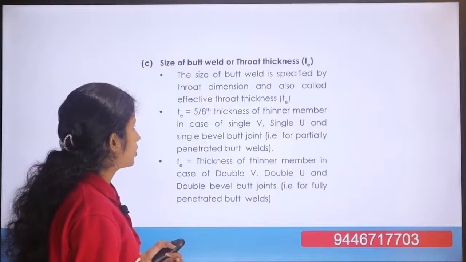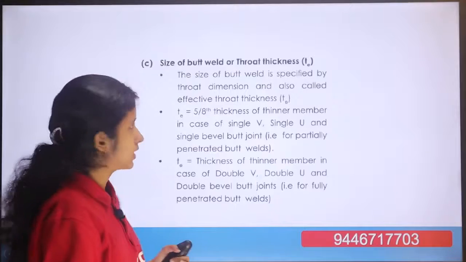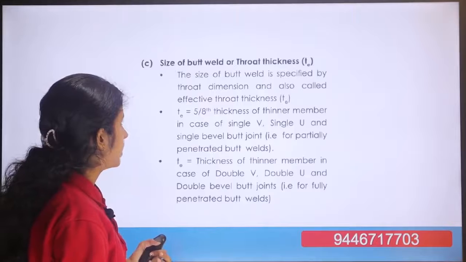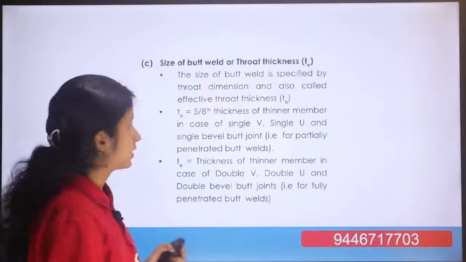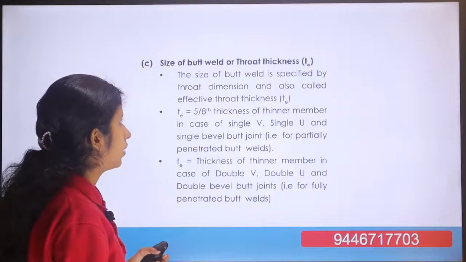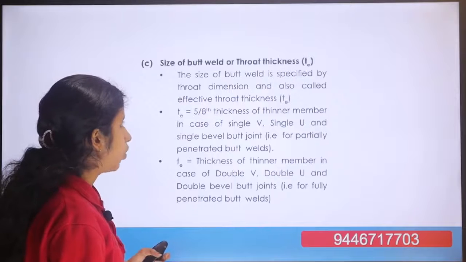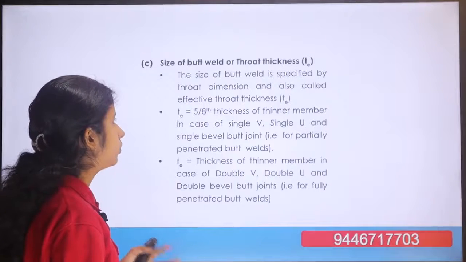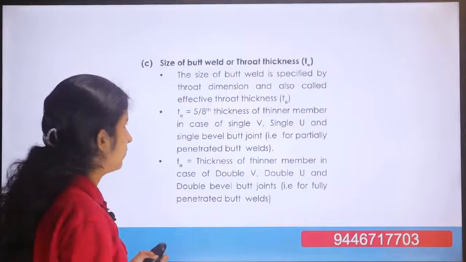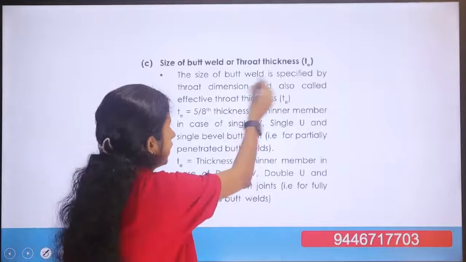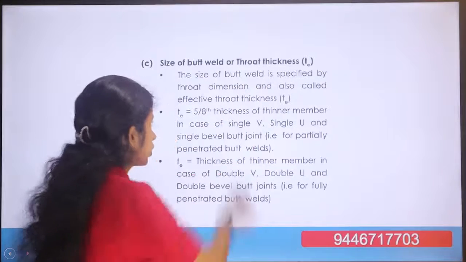Next is the size of butt welds or throat thickness, that is TE. The size of a butt weld is specified by the throat dimension, and it is also called the effective throat thickness, that is TE.